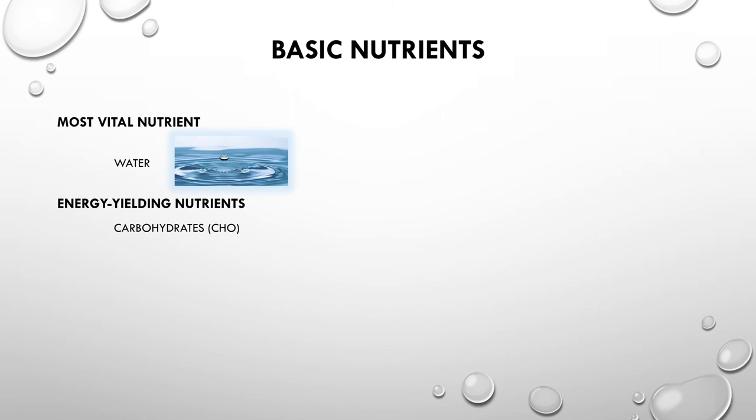The next 3 are the energy-yielding nutrients. We also call them the macronutrients. You've probably heard that term before. Carbohydrates is the first. We use CHO as an abbreviation for carbohydrate because carbohydrates are made up of C for carbon, H for hydrogen, and O for oxygen. So CHO is an abbreviation you'll see me use throughout the term. Next is protein.